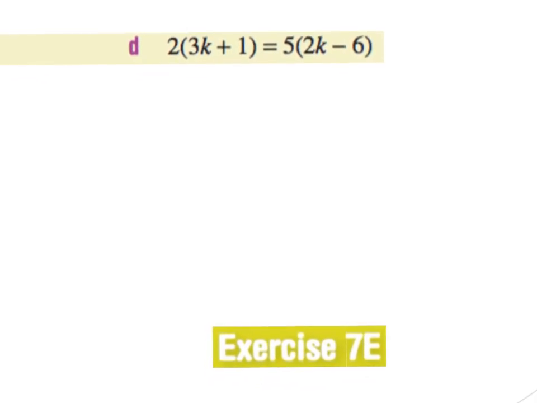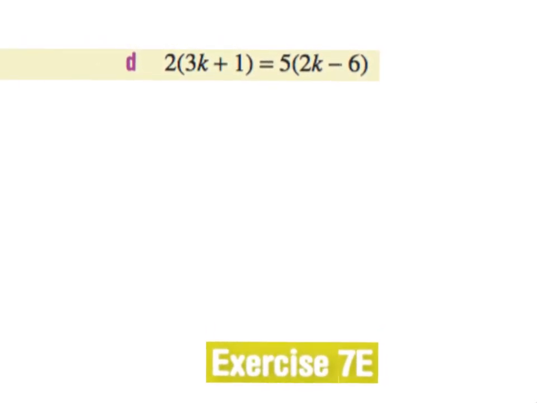And so the plot thickens. We have brackets on both sides. Let's give it a go. What's going to happen? Expand brackets. 2 times 3k, 2 times 1. 5 times 2k, 5 times negative 6. 2 times 3k is 6k. 2 times 1 is 2, which equals 5 times 2k is 10k. 5 times negative 6 is negative 30.